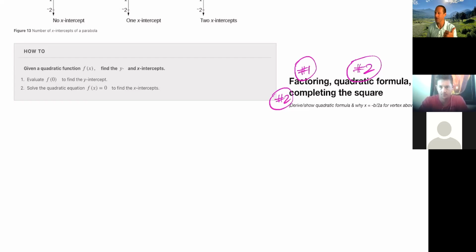Does everybody remember how to factor? We reviewed that a little bit, right? Do you remember the quadratic formula?